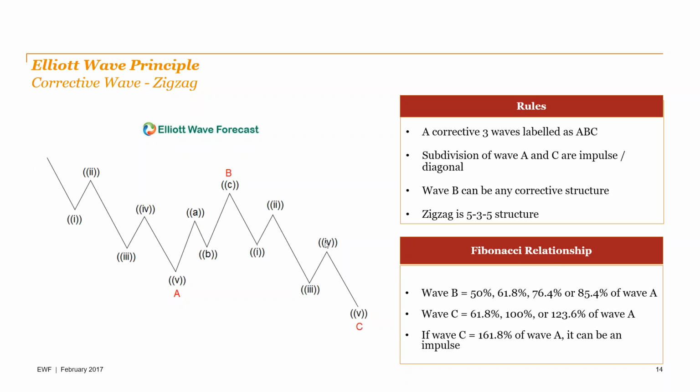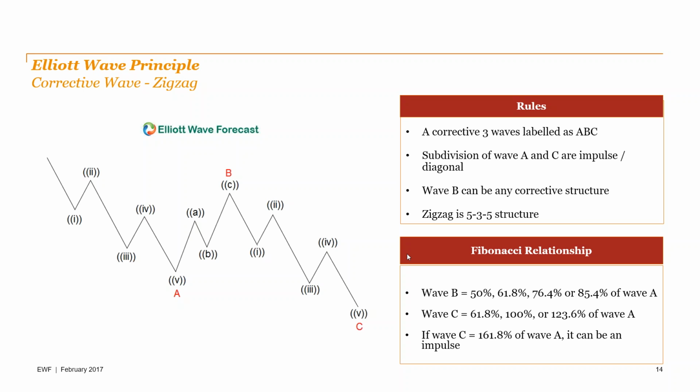Now the relationship Fibonacci-wise, wave B is 50%, 61.8%. Most of the time, this is the typical relationship. Wave C is usually 100% to 123.6% of wave A. And if wave C is 161.8%, it can be an impulse. We talked about it earlier. If you see this is extended, then you should start to suspect this is not an ABC, but a 1, 2, 3. Because when you only have 3 swings, the only way you know whether this is an ABC or 1, 2, 3 is whether you see an extension in the third swing. If you see it's reaching 161.8, then you should start to suspect this is a 1, 2, 3, and then you will get a 4 and 5.